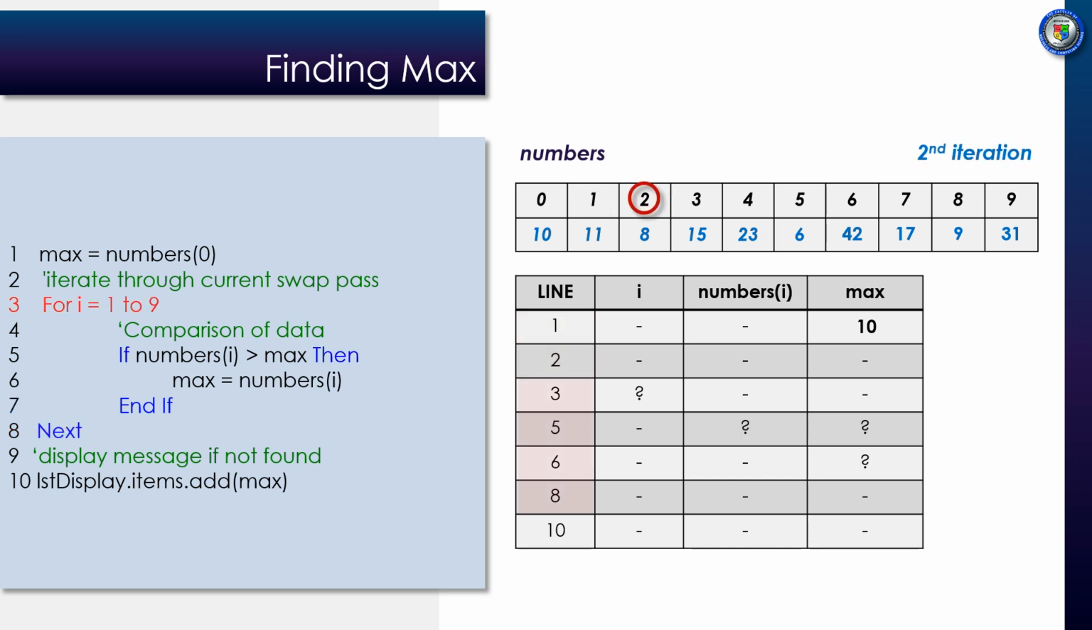Again, we will traverse around the array. i increments to 2. And numbers[i] has the value 8. And if that is greater than max, in this case 11, that condition is not met. Therefore, max remains at 11 before we traverse again.